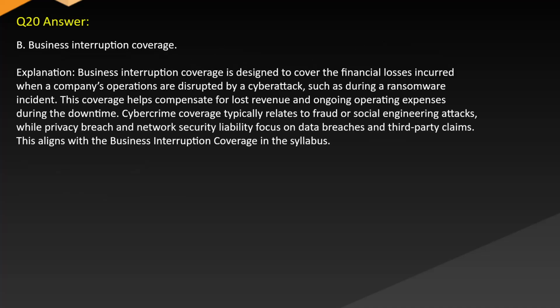Answer: B. Business interruption coverage. Explanation: business interruption coverage is designed to cover the financial losses incurred when a company's operations are disrupted by a cyber attack, such as during a ransomware incident. This coverage helps compensate for lost revenue and ongoing operating expenses during the downtime. Cybercrime coverage typically relates to fraud or social engineering attacks, while privacy breach and network security liability focus on data breaches and third-party claims. This aligns with the business interruption coverage in the syllabus.